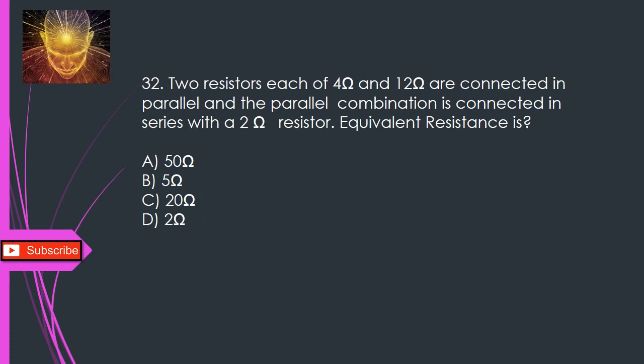Two resistors, each of 4 Ω and 12 Ω, are connected in parallel and the parallel combination is connected in series with a 2 Ω resistor. Equivalent resistance is: A. 50. B. 5. C. 20. D. 2. Correct option is B. Equivalent resistance is 5 ohms.